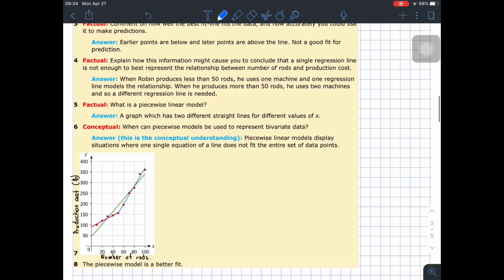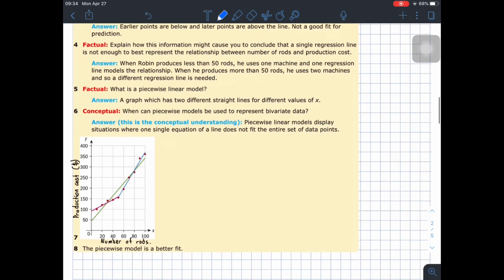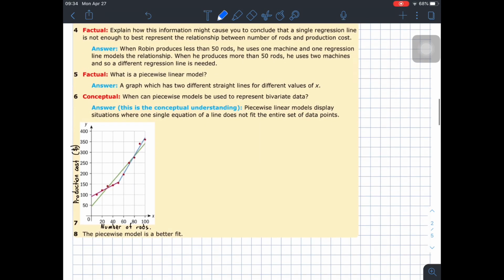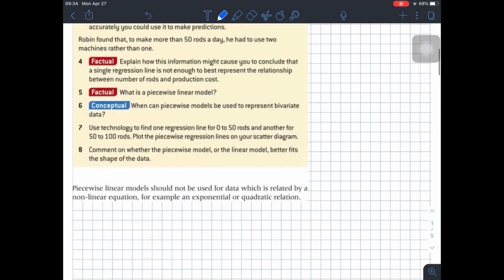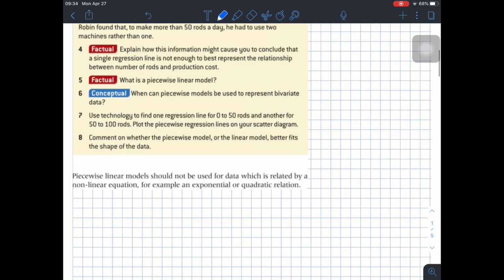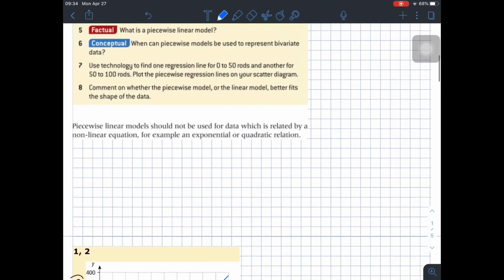So that's when we should think about applying piecewise functions, okay? Number 7, the question for 7 was use technology to find one regression line for 0 to 50 rods and another for 50 to 100 rods. Plot the piecewise regression lines on your scatter diagram. And then number 8, comment on whether the piecewise model or the linear model better fits the shape of data.